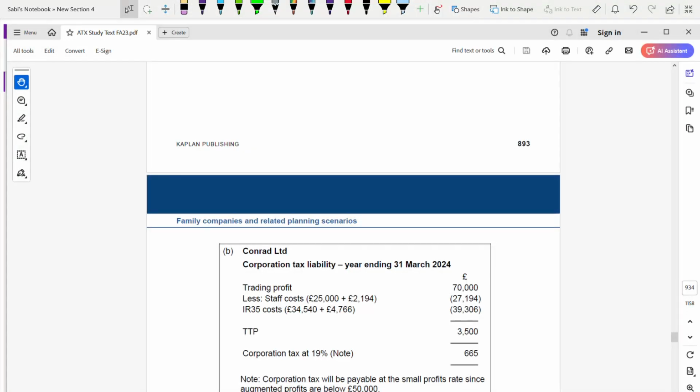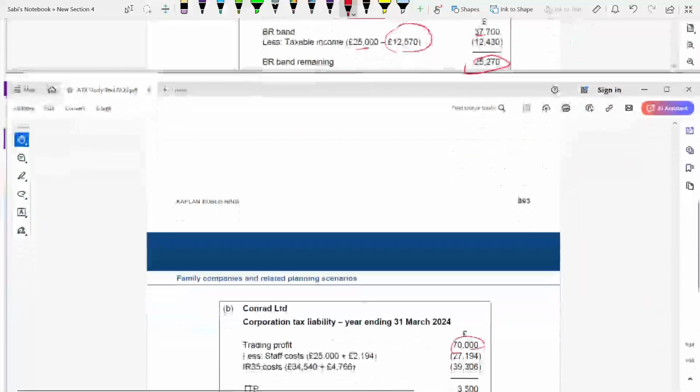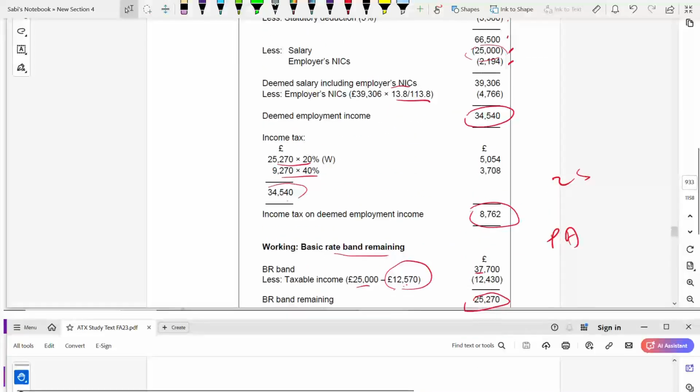corporation tax. So this is your trading profit, the 70,000. Okay, that's your trading profit. From there you can deduct the staff costs. It's allowable. Staff cost is 25,000 salary and your NIC already paid. Then IR35 cost, 34,540.